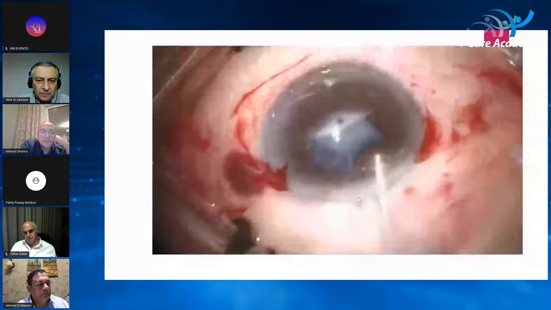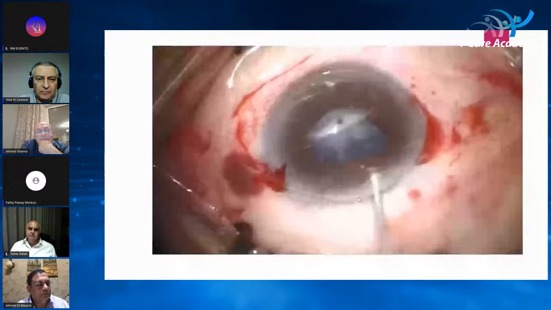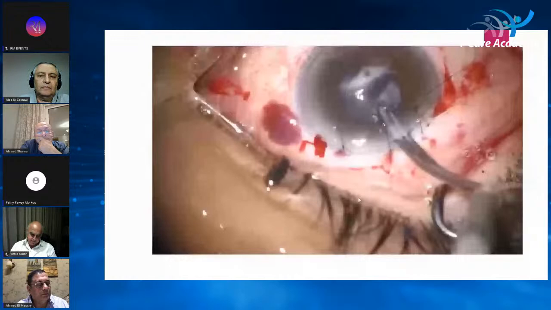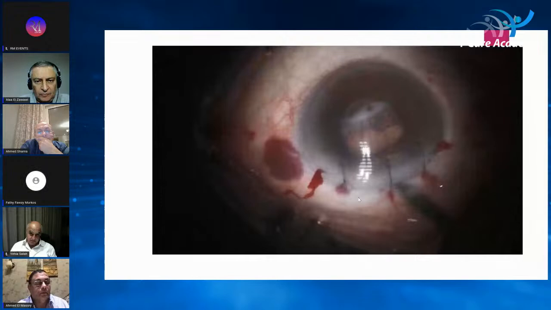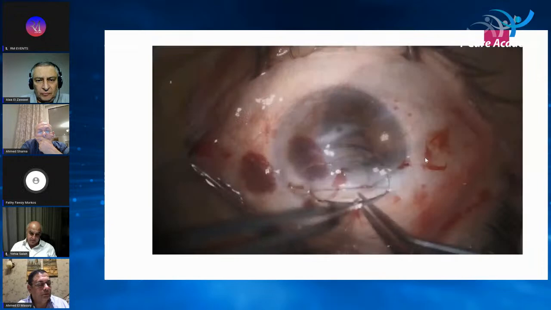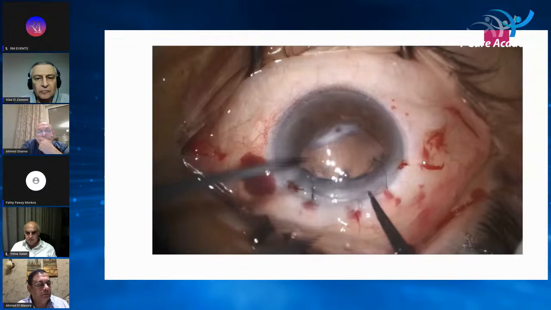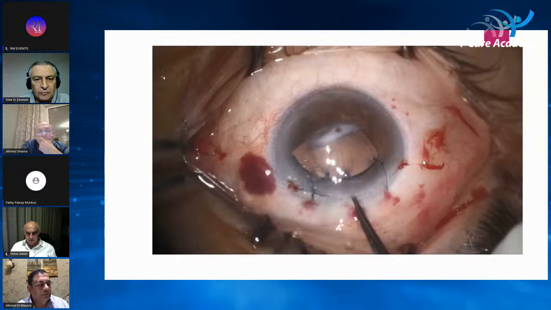And obviously trying to watch what is left, washing what's left of the lens matter. Now we can see the anterior capsule. Now we're implanting a PMMA lens into the capsular bag. The capsule and closing the eye.